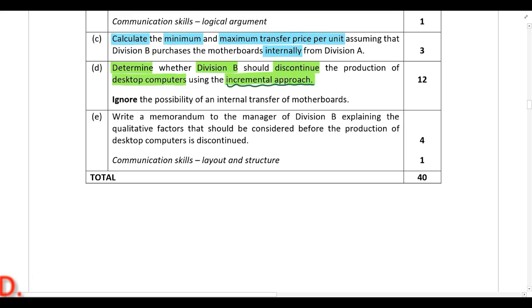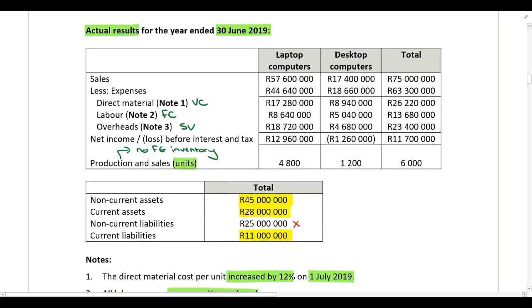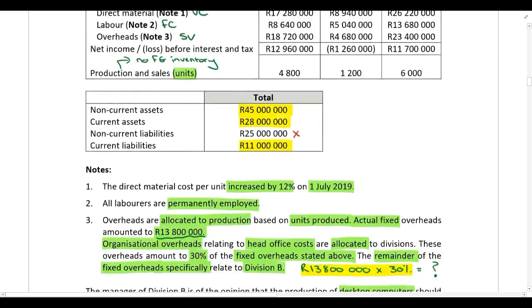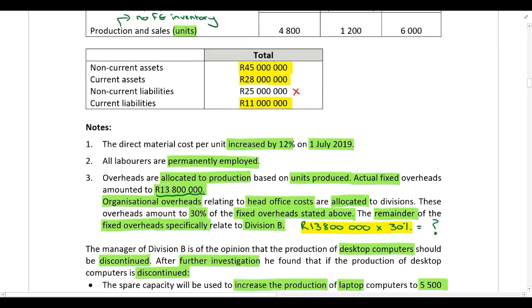All right, so we need to determine whether the production of desktop computers should be discontinued or not. So if you go back to the information provided in the scenario, first what I'm going to do is just take into account all of this information that we've been given in the notes. So first, guys, in note 1, we are told that direct material cost per unit increased by 12% on the 1st of July 2019. So this increase will only affect the next financial year.